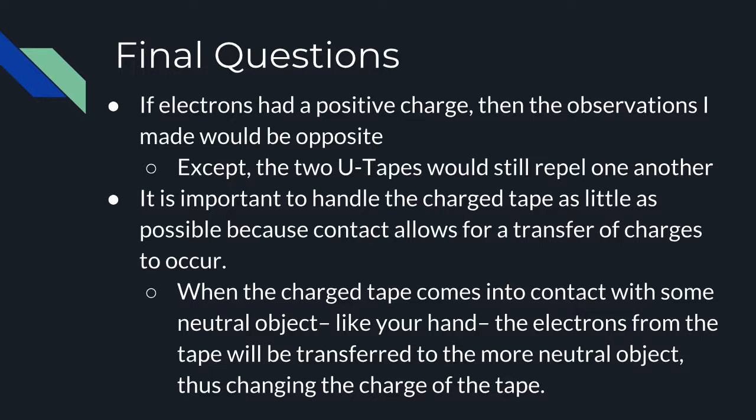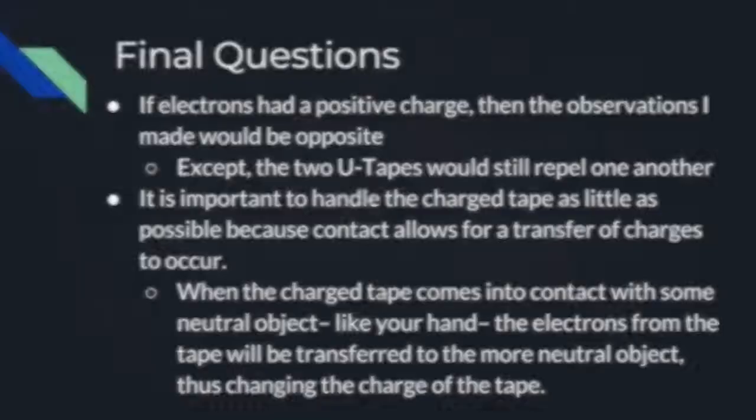If electrons had a positive charge, then the observations I made would be opposite, which means that the tape would now attract the negatively charged pen rather than repel it. The only thing that would stay the same is that the U-tapes would still repel one another. For the question on why it's important to handle the charged tape as little as possible, I said it's because contact allows for a transfer of charges to occur. When the charged tape comes into contact with some neutral object, like your hand, the electrons from the tape will be transferred to the more neutral object, thus changing the charge of the tape.